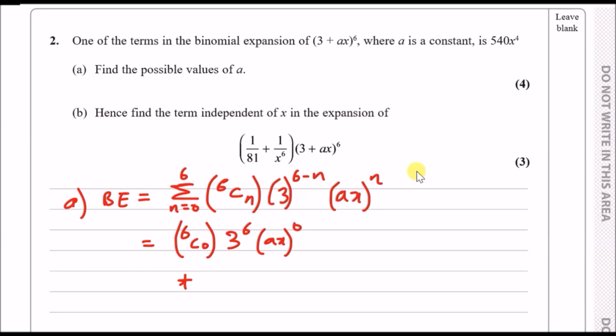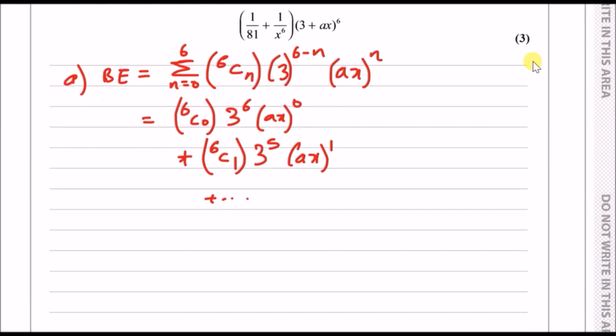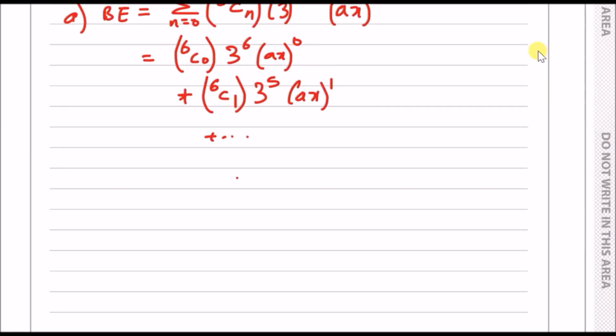Replace n with 1, we get 6 choose 1, 3 to the power of 6 take away 1, which is 5, and then we've got ax to the power of 1. You probably realize that if we keep on doing this, we'll eventually get down to the fourth one, x to the power 4. So let's just put dots there until we get to 6 choose 4.